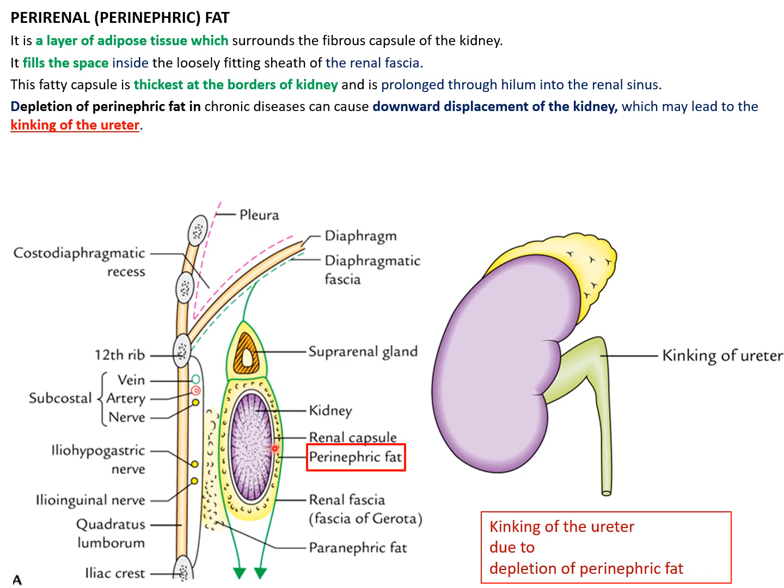And this perinephric fat also is prolonged through the hilum into the renal sinus. In chronic diseases, when there is depletion of the perinephric fat, what happens then, the kidney inside this renal fascia becomes loose and it can move downward. So this will lead to kinking of the ureter. So in chronic debilitating conditions, when there is depletion of the perinephric fat, there is downward displacement of the kidney, which leads to kinking of the ureter.